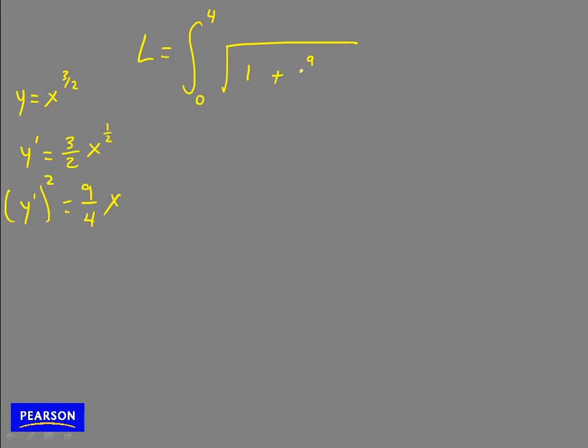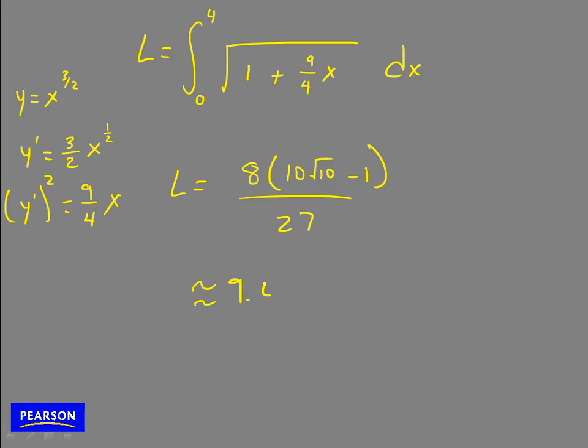So we just add in plus 9/4 x dx. Now, if we want to actually evaluate this by hand, we're going to have to use some techniques that we're going to learn later on in the course. So for right now, we can just plug this into our calculator, and we get the length to equal something like 8 times 10 radical 10 minus 1 all over 27. And if you want to know what that is approximately as a decimal, it's something like 9.07 or something like that. So it's just under 10. Okay, so the length of this curve from 0 to 4 is about 9.